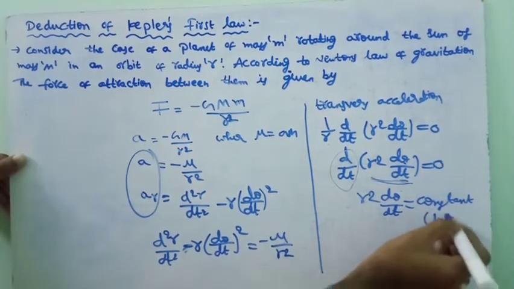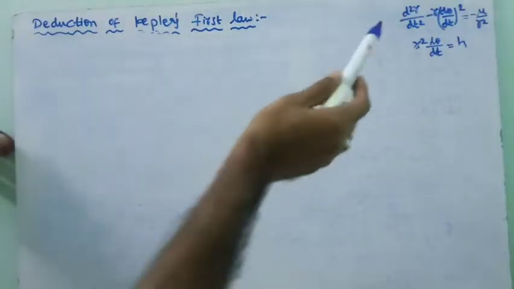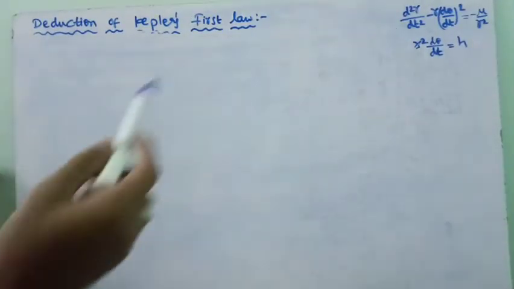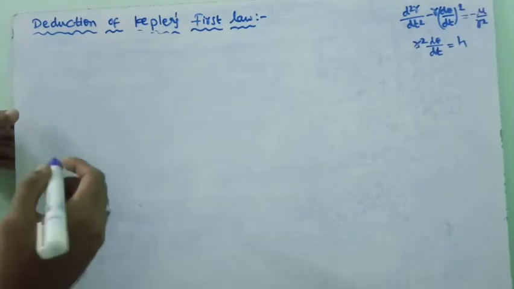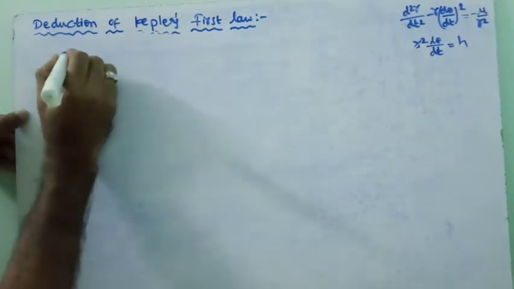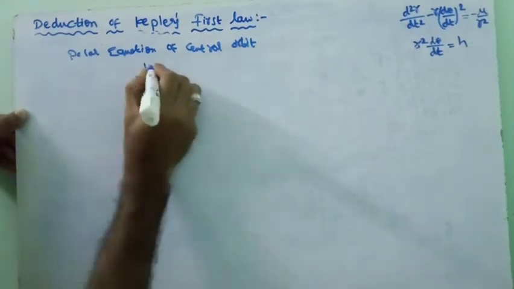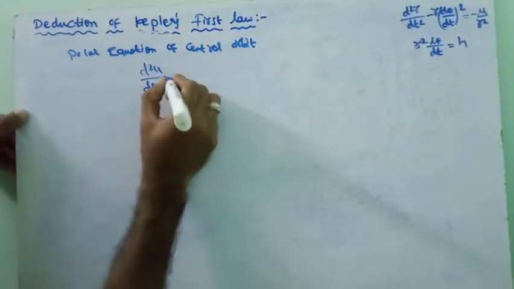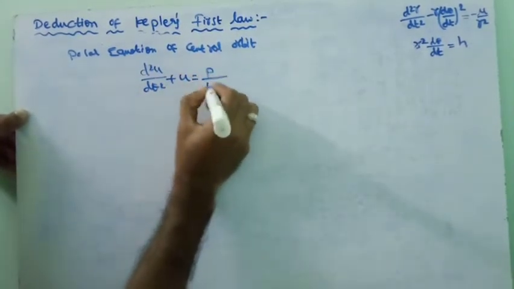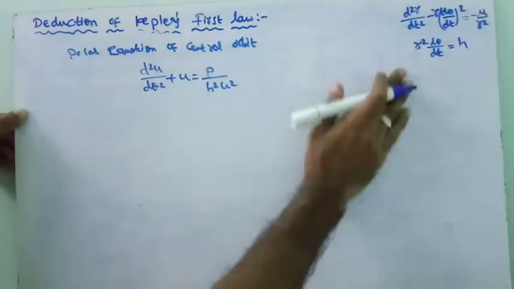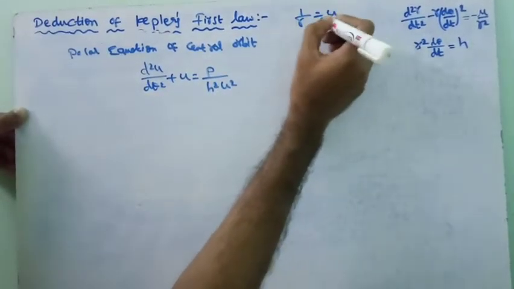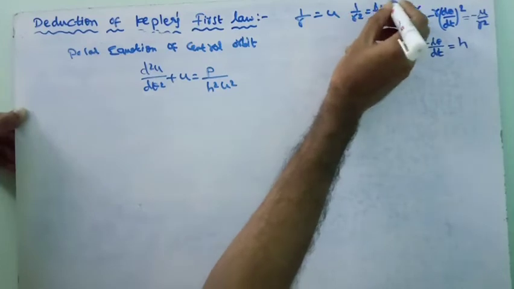Call this constant h. From the last session we have these two equations. The polar equation of a central orbit is d square u by d theta square plus u is equal to P by h square u square, equation 1. We can write 1 by r is equal to u, and 1 by r square is equal to u square.